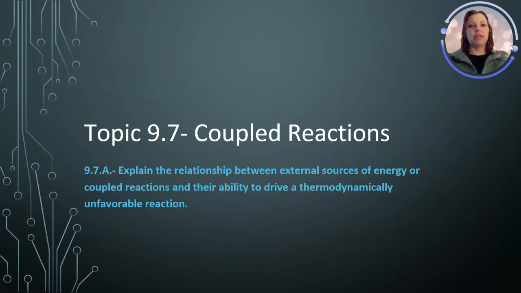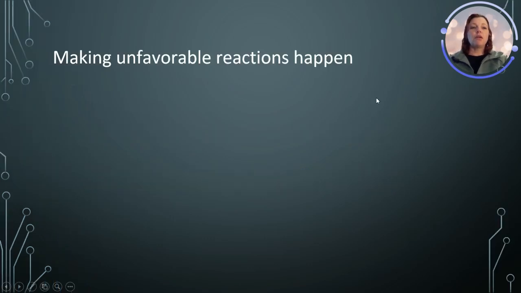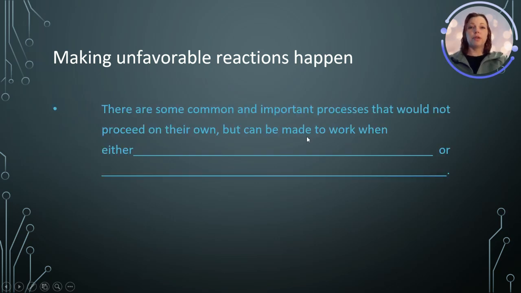The learning objective for today is 9.7.a: explain the relationship between external sources of energy or coupled reactions and their ability to drive a thermodynamically unfavorable reaction. So there are thermodynamically unfavorable reactions that do still occur in nature, and they need to happen. So how can we make that work?